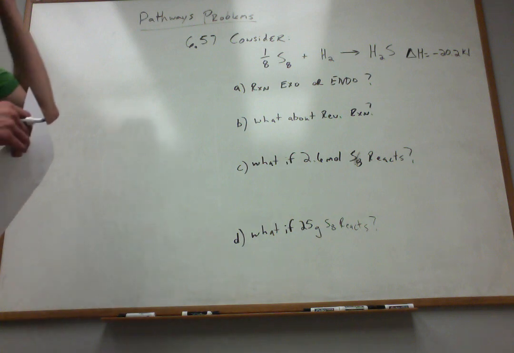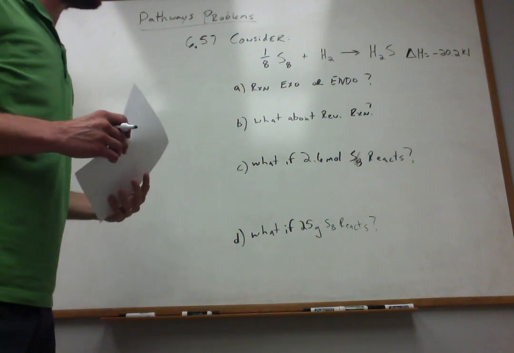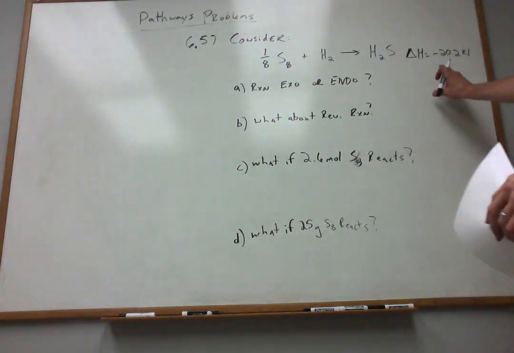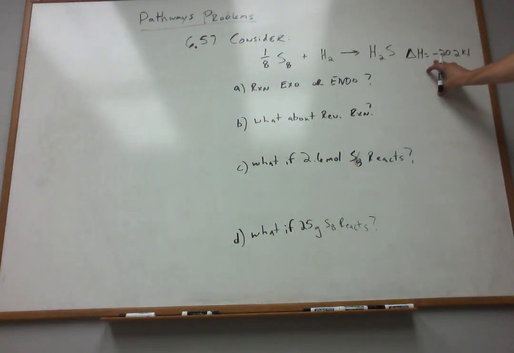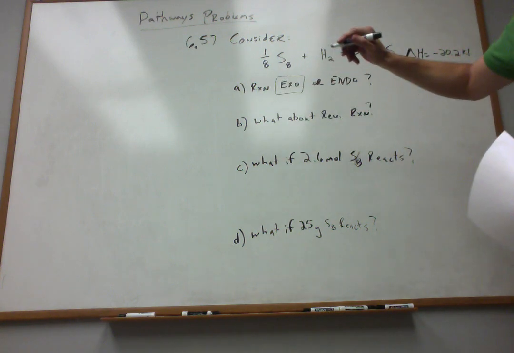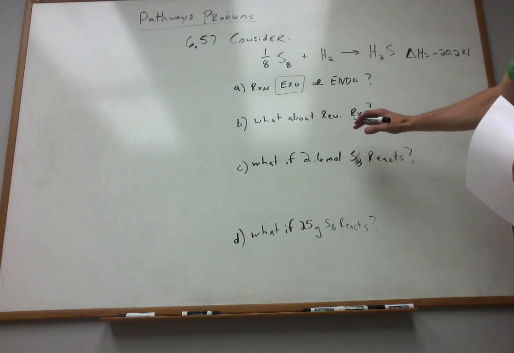Okay? So in part A, we're asked whether this reaction is exothermic or endothermic. This is a simple, easy question, right? What determines that? Well, the sign on delta H determines it. If it's negative, as it is here, the reaction is exothermic. If this was a positive 20.2 kilojoules, as it's written, that would be endothermic. So if this is positive, endothermic. If it's negative, exothermic, just by definition. Okay? Easy, easy, easy.